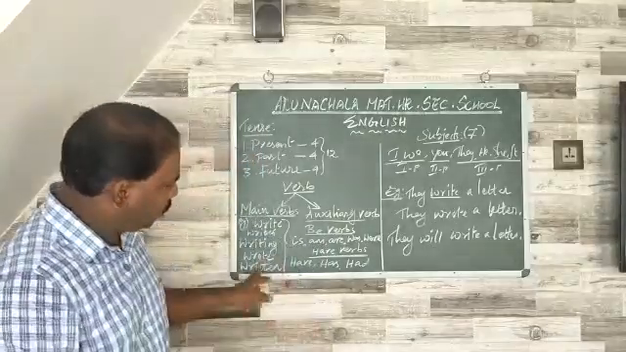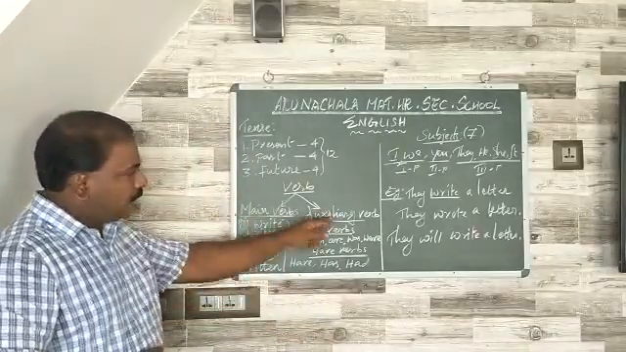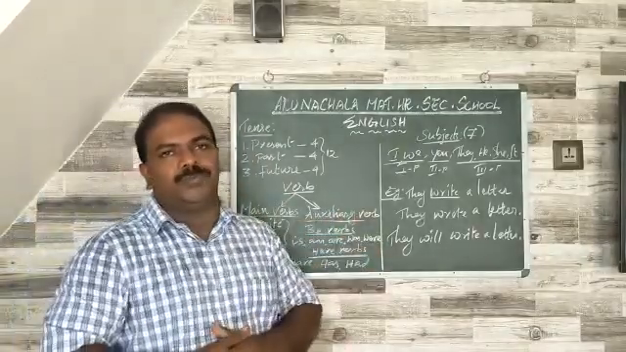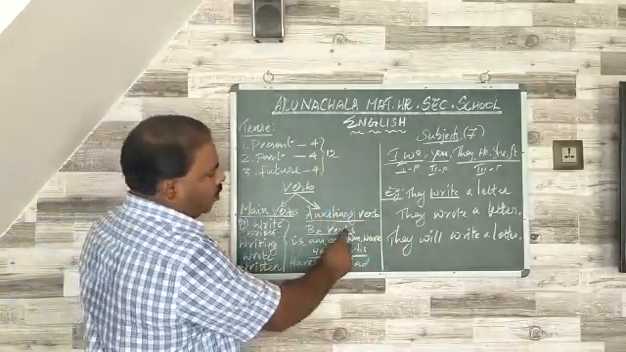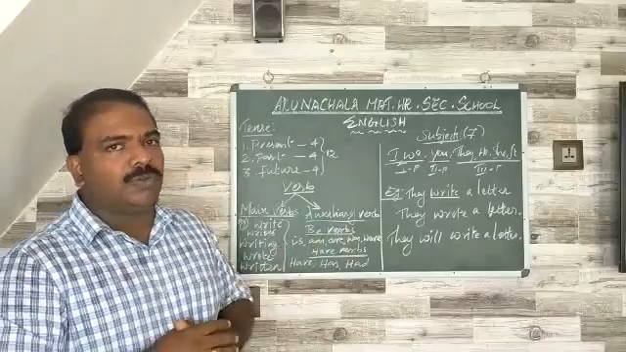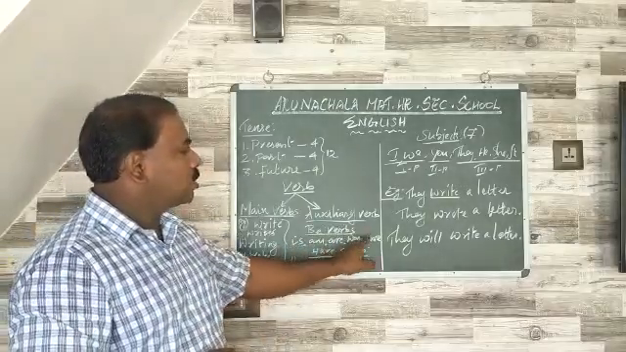So for that we have to use the third verb. Got it? The next thing is auxiliary verbs. Auxiliary verbs are also classified as be verbs. Do you know what the be verbs are?